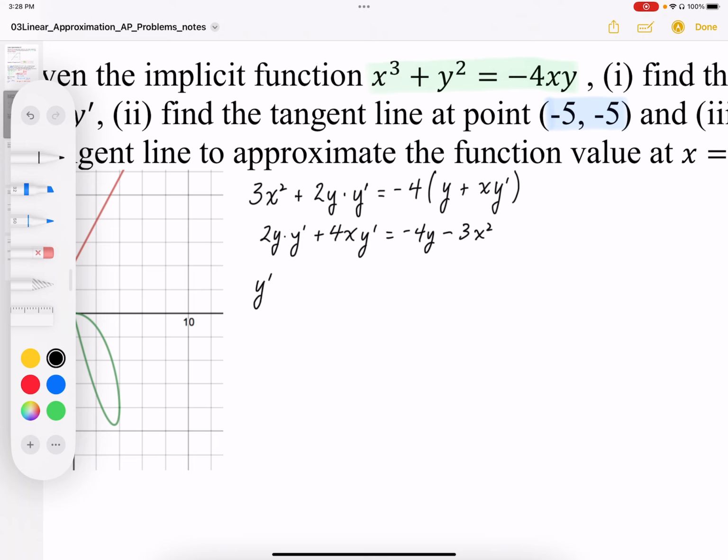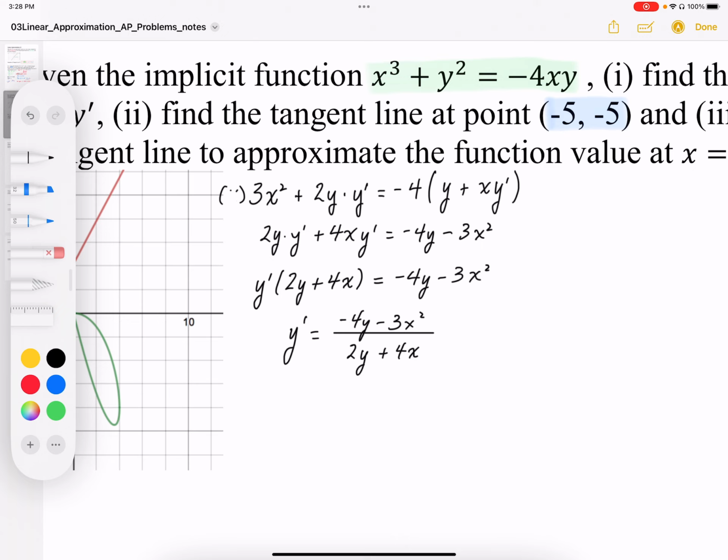Solving for y prime, I need to factor first. So y prime times the bracket 2y plus 4x. That's going to give me the coefficient, and I'm going to solve for y prime by dividing both sides by that coefficient. So y prime is equal to, in the numerator, negative 4y minus 3x squared, and in the denominator, 2y plus 4x. So there's my implicit derivative. That's part 1.